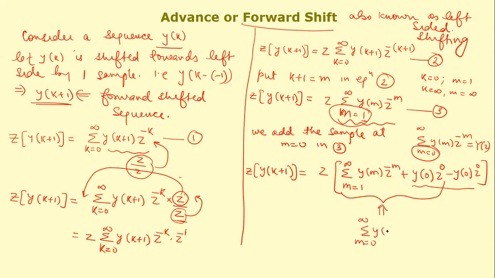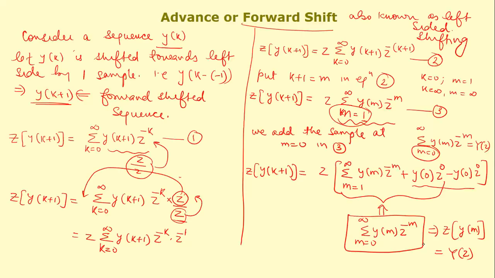Now these two terms are equal to m is equal to 0 to infinity ym z raised to the power minus m, right? So this is now the z transform of some ym, which is yz, right? So now we have the z transform of y k plus 1 is equal to z.